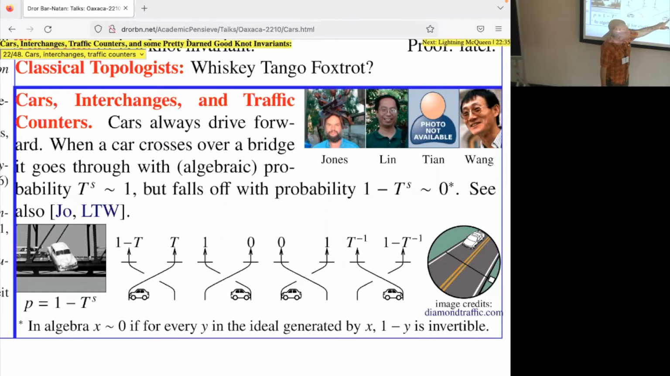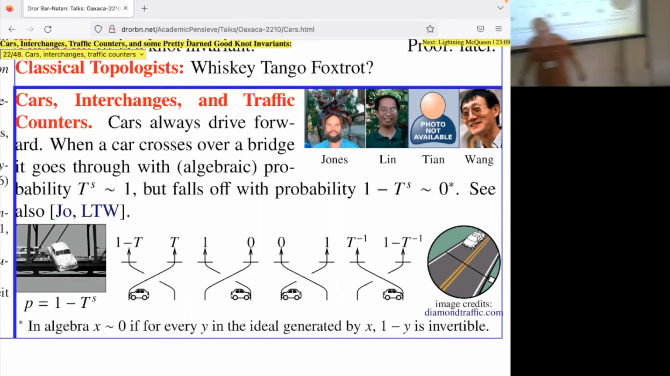Now, if you came on the lower strand, you come out with probability 1 here and probability 0 here. And for negative crossings, if you start at the lower strand, you come out at the lower strand with probability 1, and on the upper strand with probability 0. And if you start on the upper strand, you come out on the upper strand with probability t inverse, which is also close to 1, and drop down to the lower strand with the complementary probability.